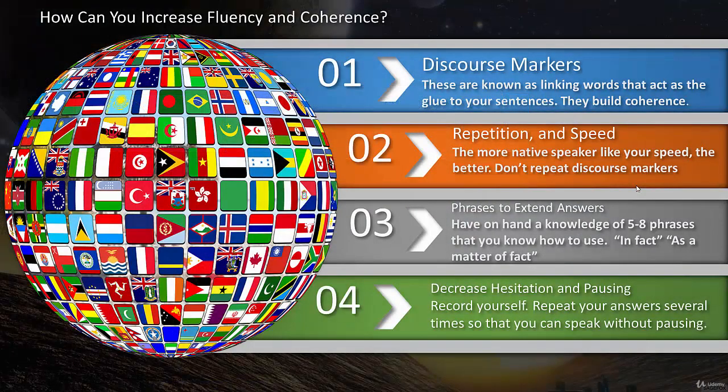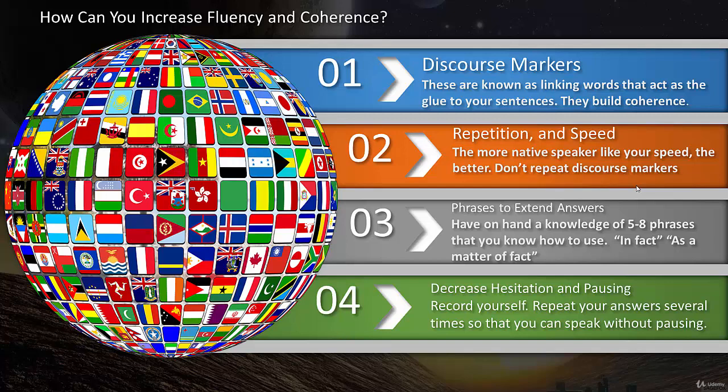So, how can you increase your fluency and coherence? Number 1, use some great discourse markers. I'm going to talk about that a little bit later on. Of course, your repetition and speed. Learn some phrases so you can extend your answers.